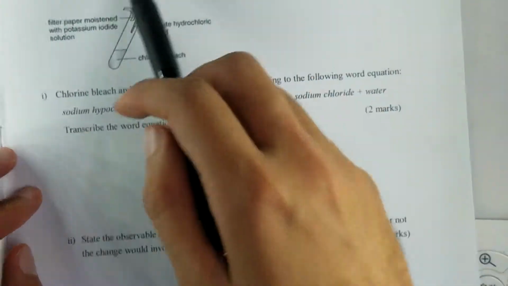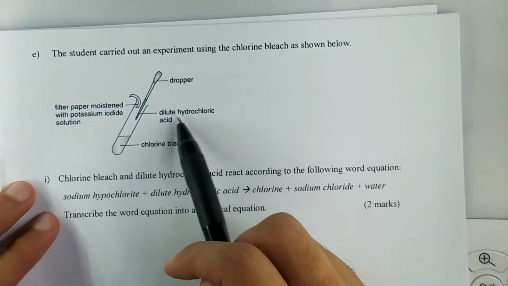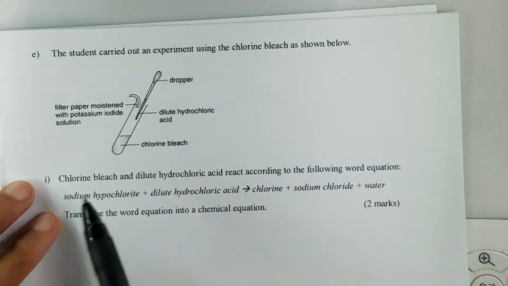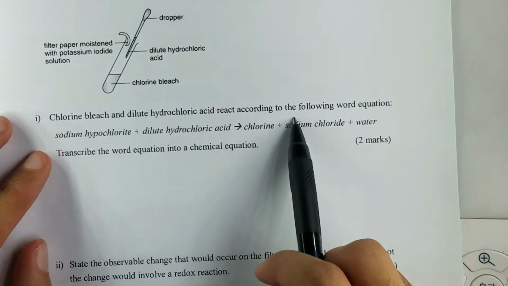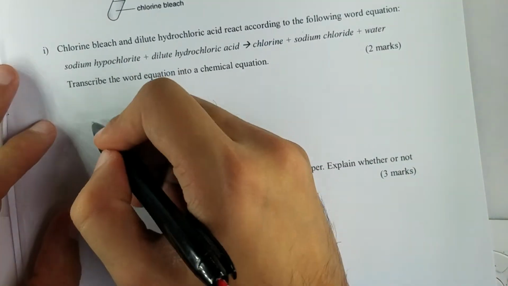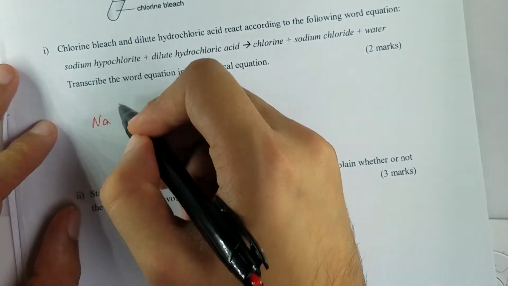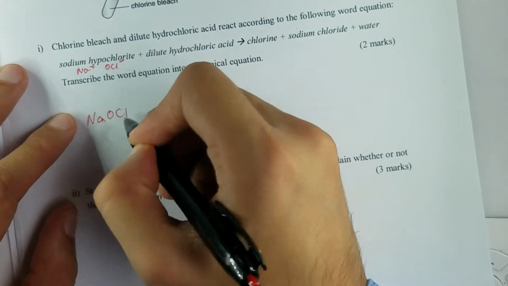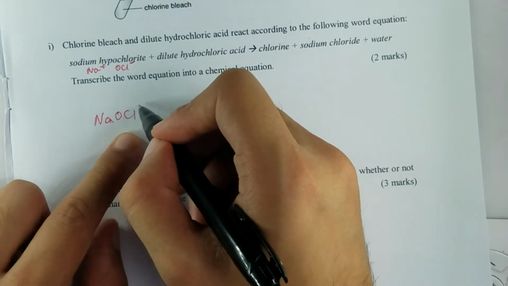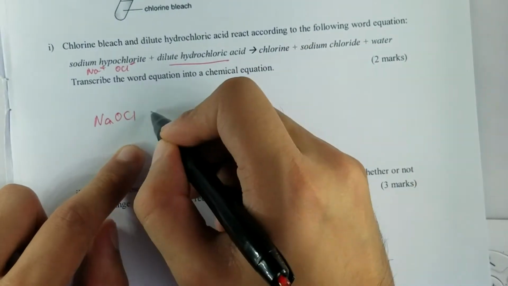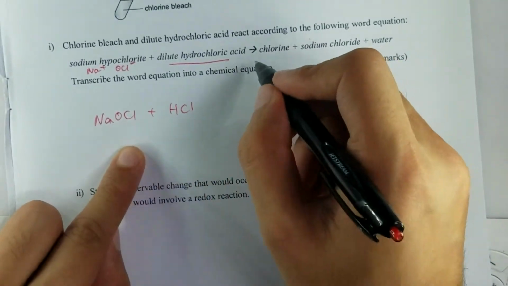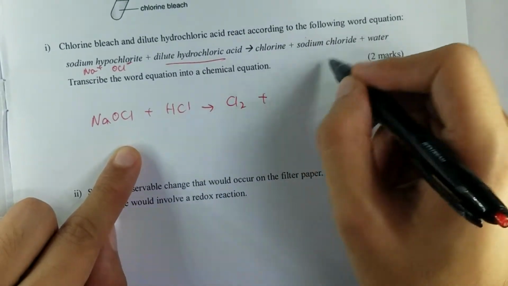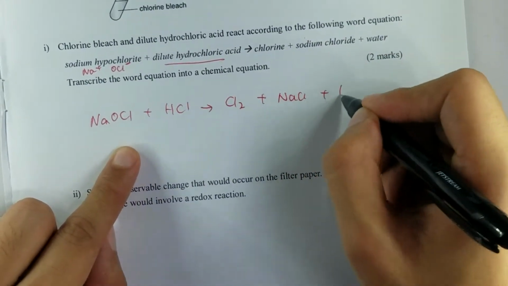Now another question. So we have a dropper, we have dilute hydrochloric acid, chlorine bleach, and we have a filter paper with potassium iodide. I'm just asking you to translate this into an equation. So really easy. Sodium is Na, hypochlorite, OCl negative. So sodium is Na positive, OCl negative, so it becomes NaOCl. There won't be negative over here. And then plus HCl to form chlorine gas, sodium hydroxide, sodium chloride, and water.